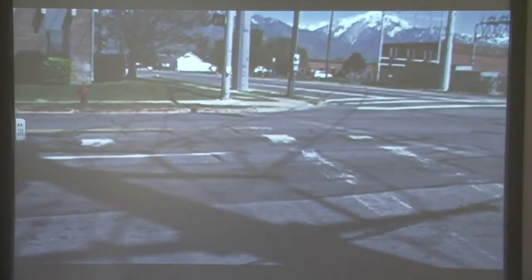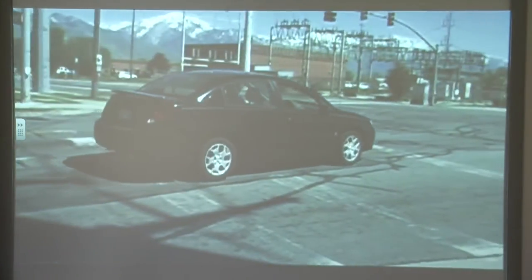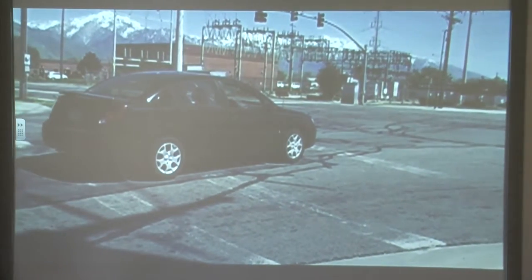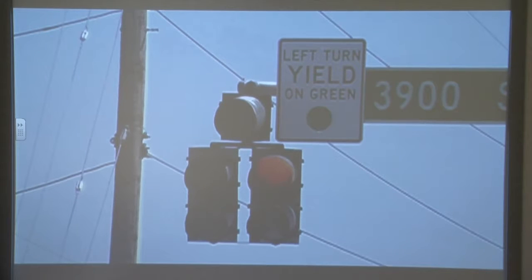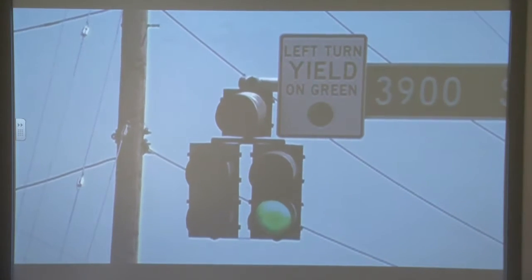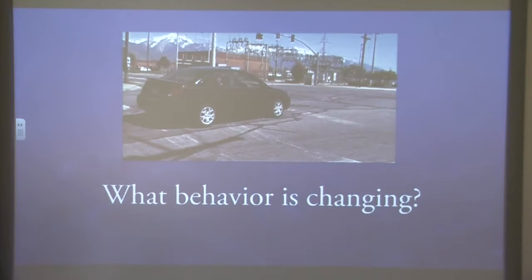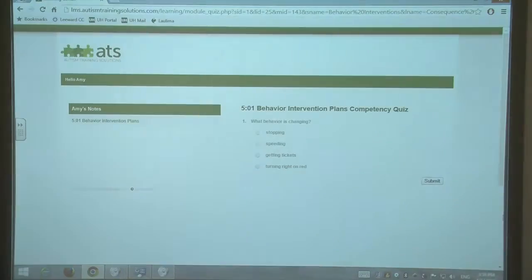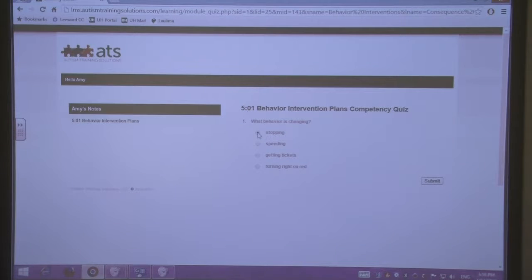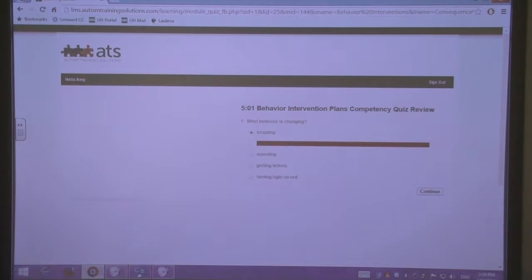Remember the example of the red stoplight? The red stoplight is an antecedent to stopping behavior. When we stop at a red stoplight, we avoid accidents, thus increasing our stopping behavior. Can you identify what procedure is being used in this example? What behavior is changing? Good, you got it. Braking and stopping were the observable behaviors in this example.